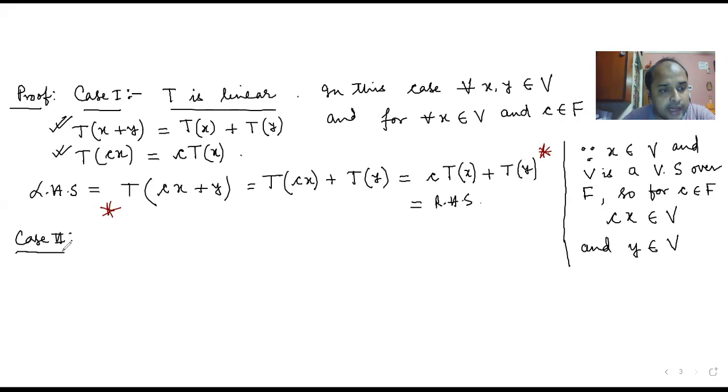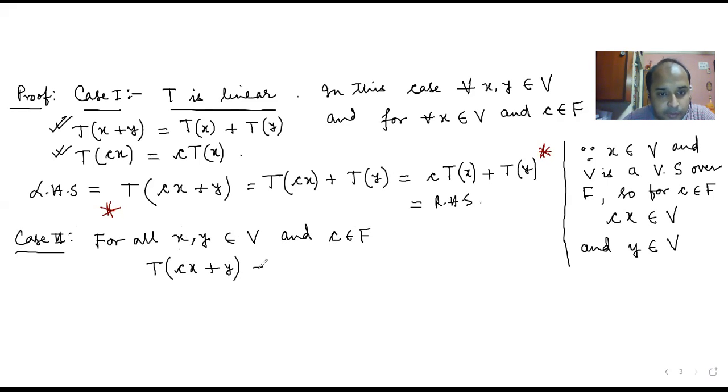In case two, carefully observe, let us assume for all x, y belonging to capital V and C belonging to capital F, this condition T of Cx plus Y is equal to C into Tx plus Ty is true. Suppose this entire thing is my assumption. What I'm going to show is that T is linear.